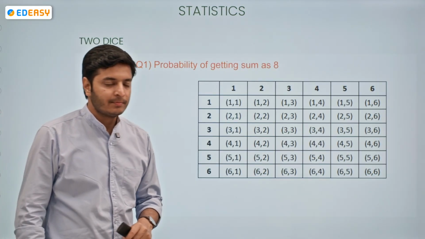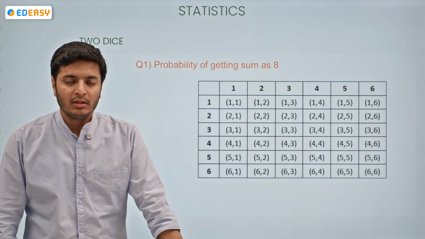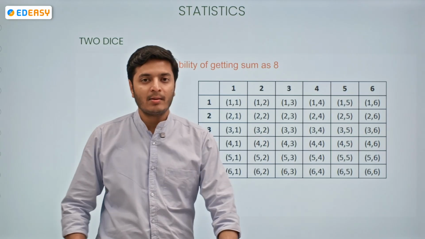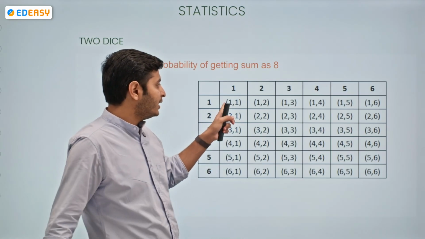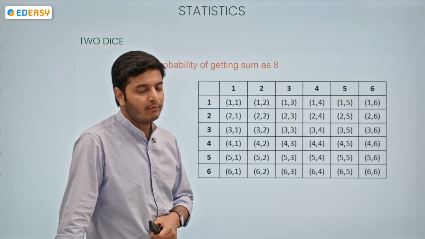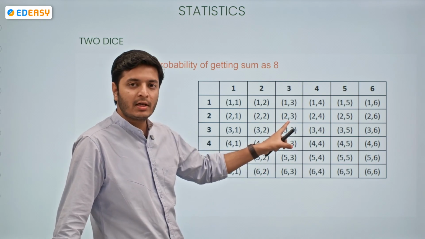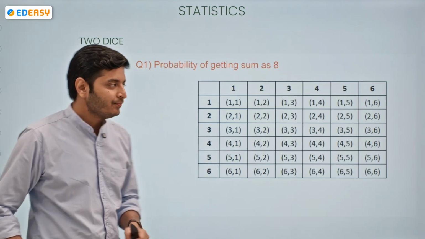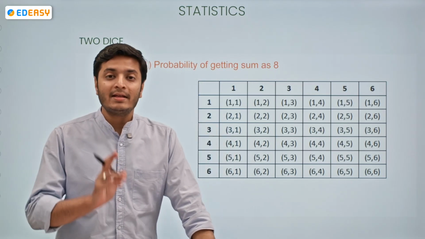First problem is, what is the probability of getting sum as 8? So it means we are rolling two dice and we need to find the probability of getting sum as 8. Sum means that suppose if we are getting 1, 1, then what is the sum? 1 plus 1, 2. Suppose we are getting this outcome, that one die is showing 2, other one is showing 3. Then what is the sum? 2 plus 3, 5. Here we need to find the probability of getting sum as 8.